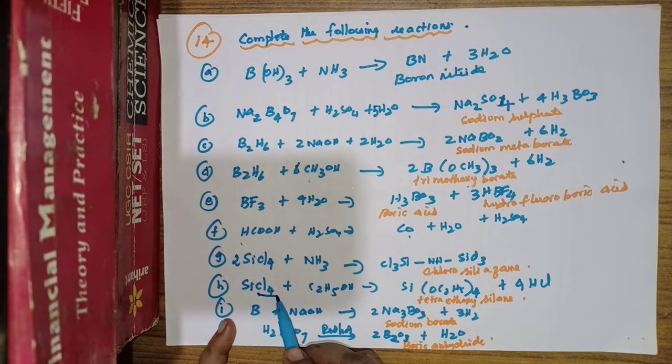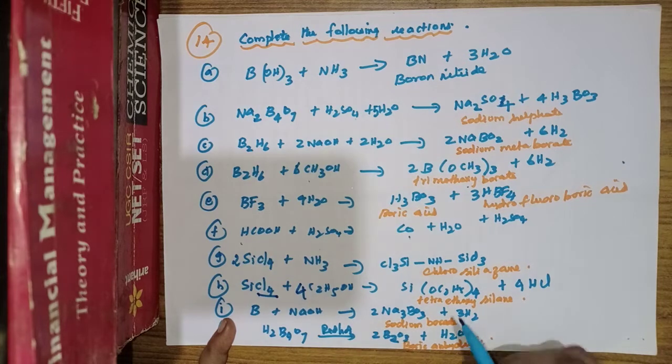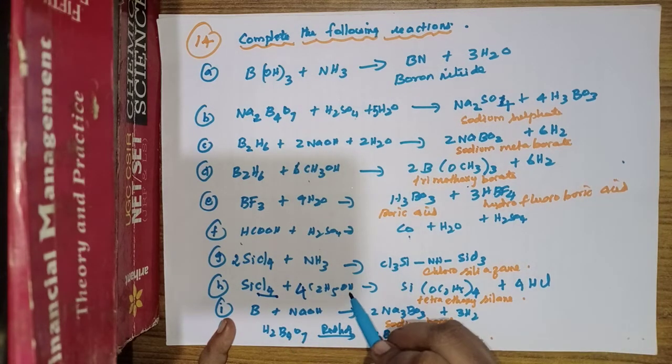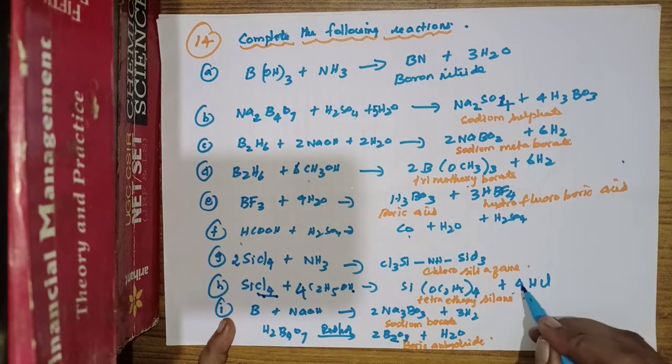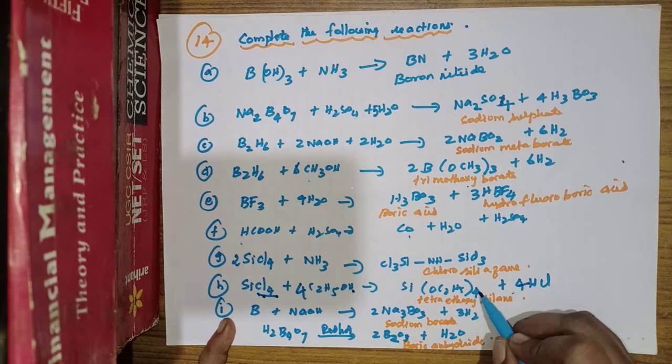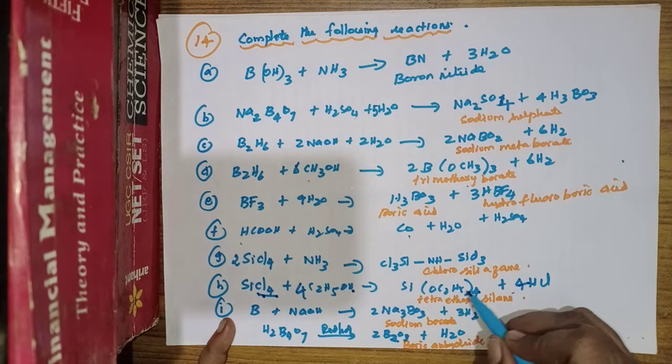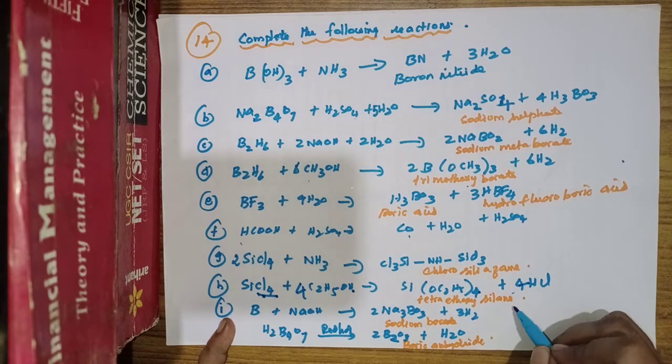Then silicon tetrachloride reacts with methanol. How many chlorines are there? 4. Write 4 methanol. Now remove this: 4 hydrogens combine with 4 chlorines to give 4 HCl. The remaining is tetramethoxysilane.